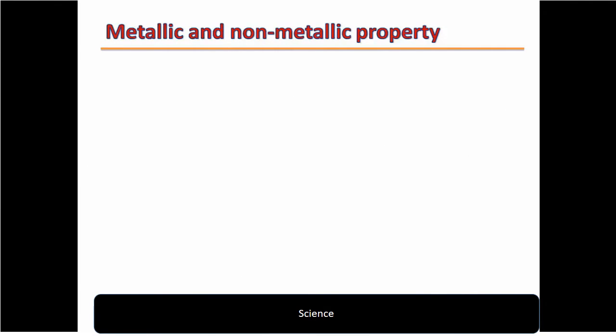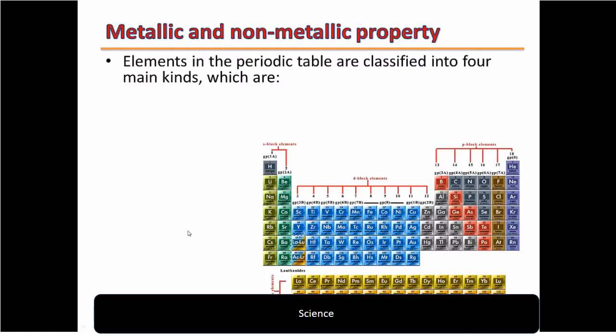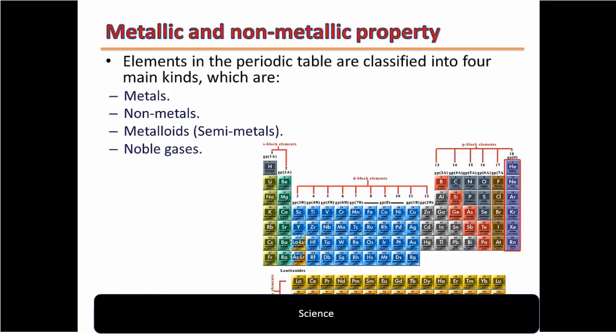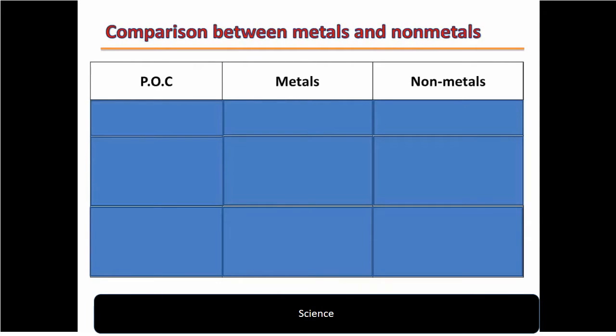Let's talk about the third and final property, which is metallic and non-metallic property. Elements in the periodic table are classified into four main kinds, which are metals, nonmetals, metalloids or semi-metals, and noble gases. Let's compare between metals and nonmetals.